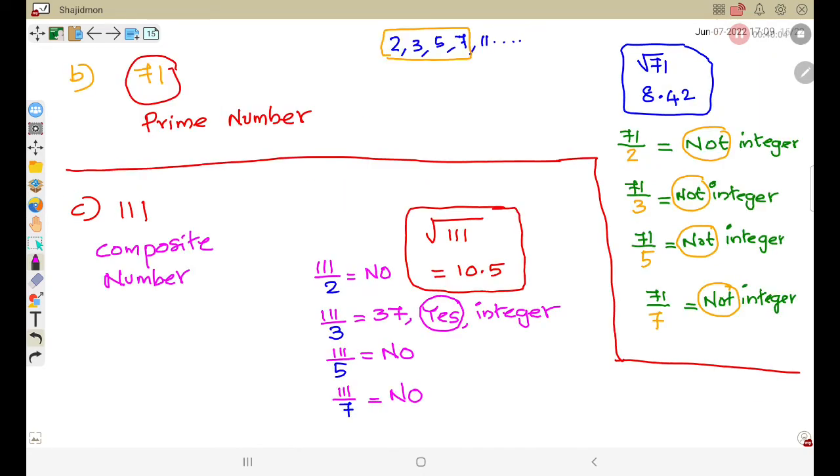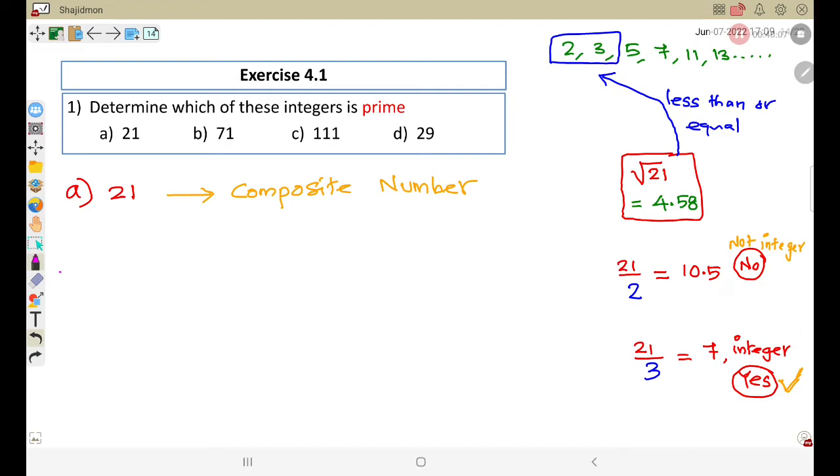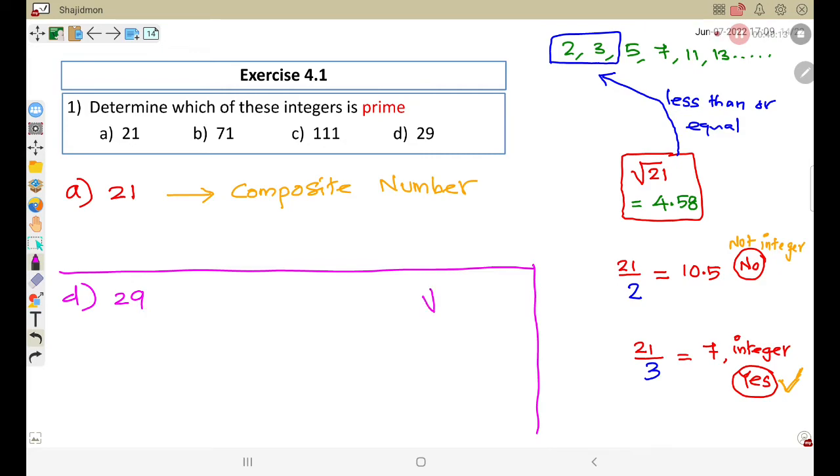Now question D is 29. I will do it here itself. Question D, 29. Just take root 29, which is 5.3. Below 5.3 what are the prime numbers? 2 and 3, and 5 also we can take. So 2, 3 and 5, correct? Less than or equal to that number.